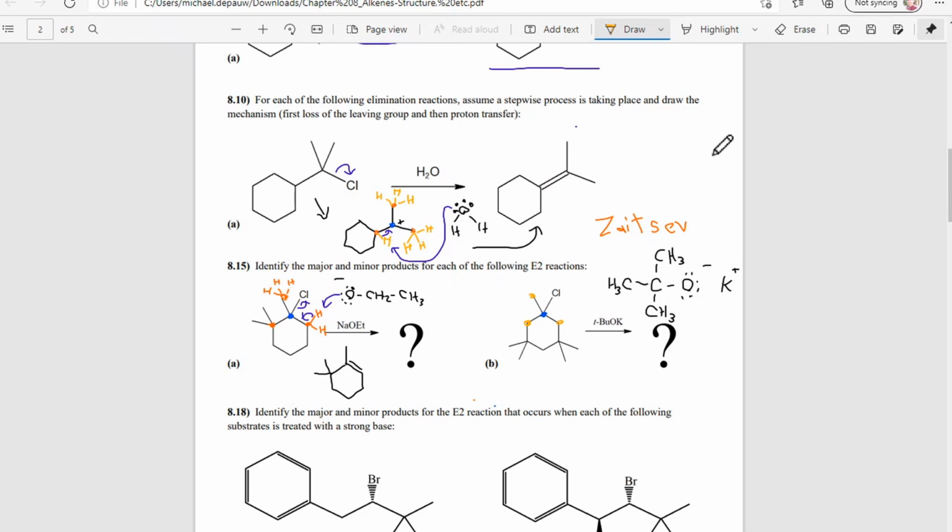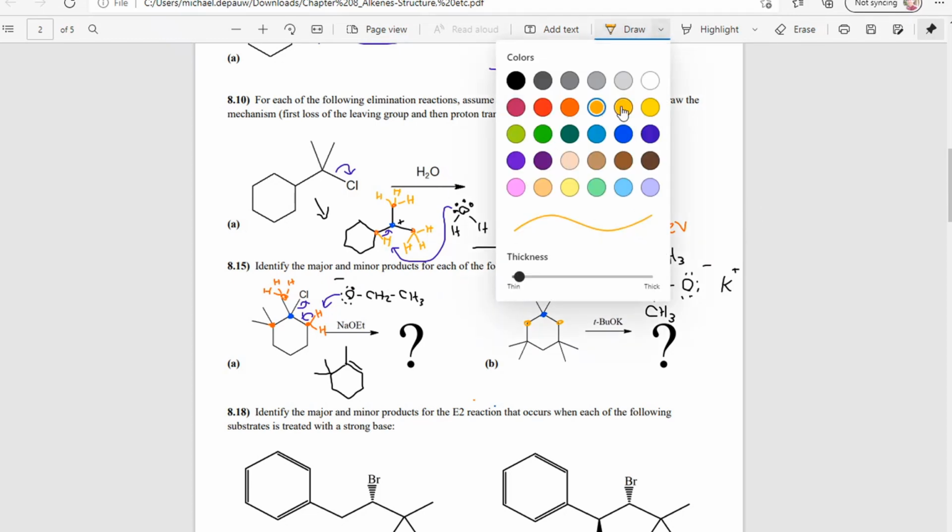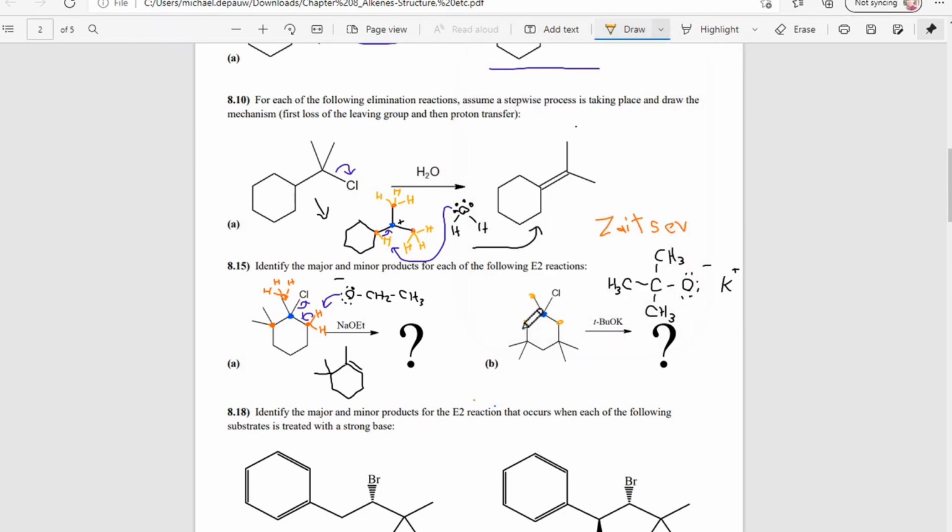Which ones do you think? None of these have anything. They all have the option of two or three hydrogens. Probably the one adjacent to chlorine. Yeah, and that's because these three hydrogens are furthest away from other groups. Yeah. They're easiest to access.